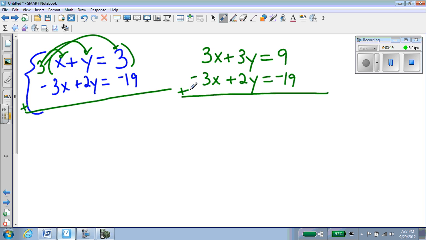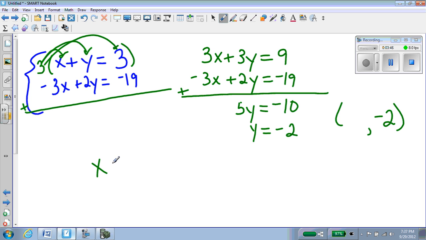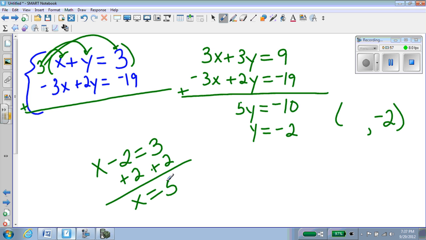Now if I draw my line and add, the x's will eliminate. I get 5y equals negative 10. So y equals negative 2. I can't stop there. I need to figure out what x is. So I can either go back to one of these or one of these. I'm going to go back to the original, x plus negative 2, so minus 2 equals 3. So x equals 5. There's my solution.